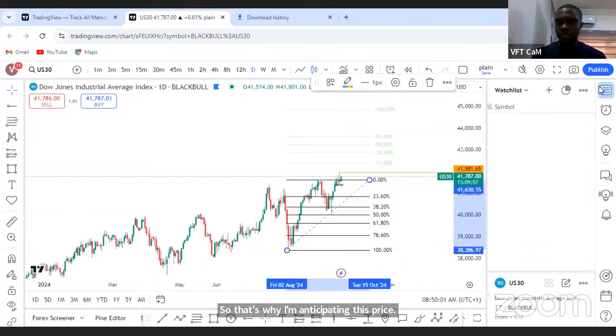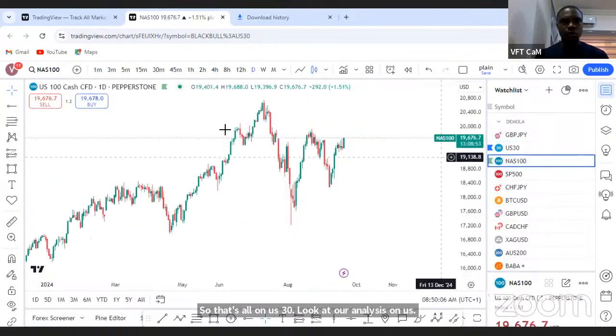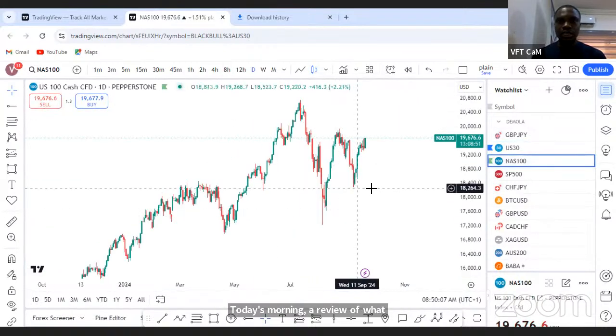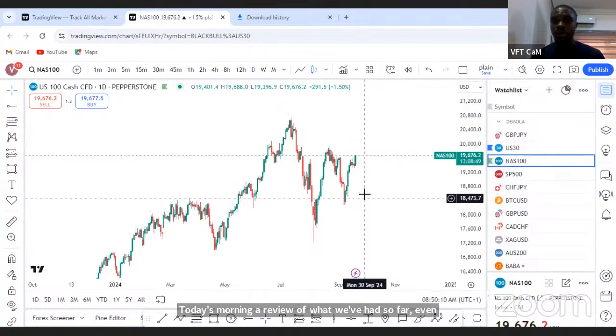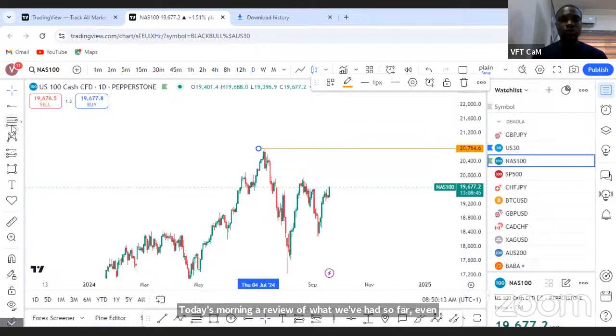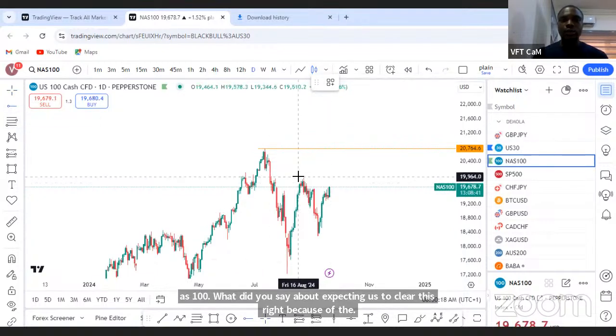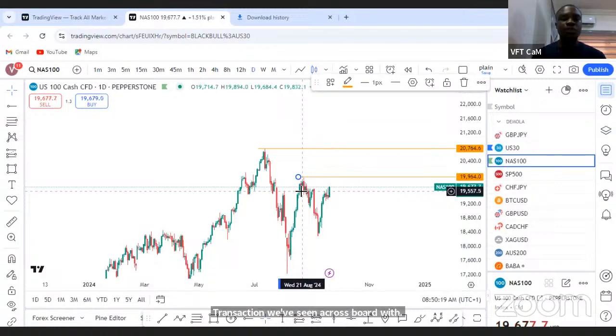Let's quickly look at our analysis on NAS. Today is more on the review of what we've had so far. Even NAS 100, what did we say about NAS? We're expecting NAS to clear this, right? Because of the price action we've seen across the board with US 30 and also S&P 500.